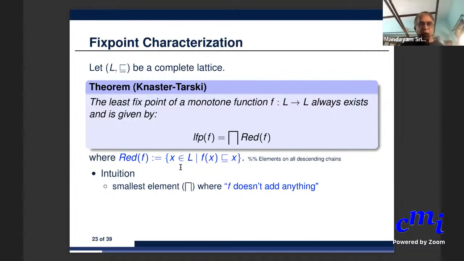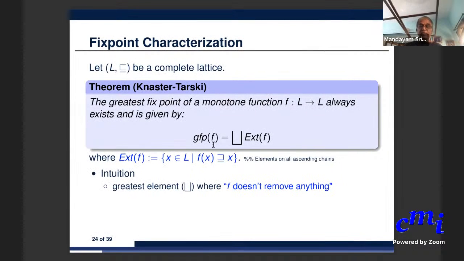which contains all elements that are on all descending chains in the lattice, and then the theorem characterized the least fixed point of a monotone function on that lattice as the greatest lower bound of all elements that are in that reductive set, okay, which is defined as things that appear on descending chains. That is, f of x is less than or equal to x.